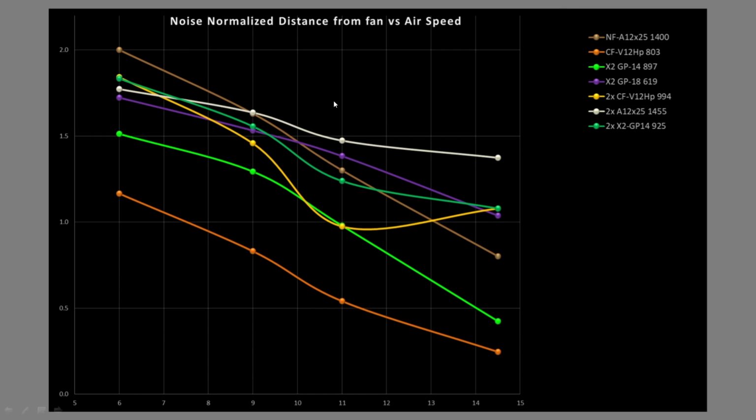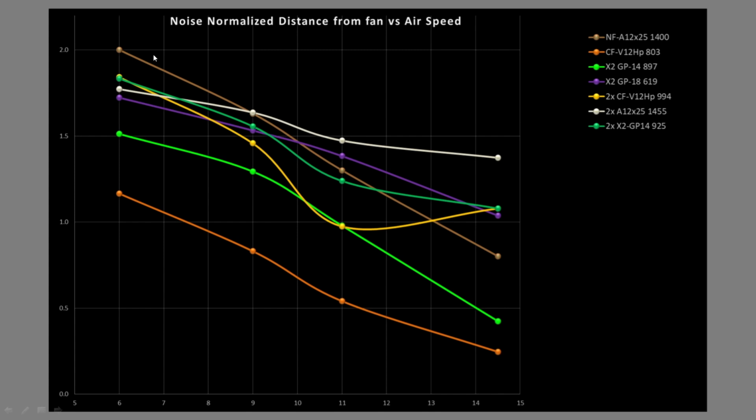Now let's take a close look. I briefly went over it while I was talking there. So we got the single A12X25 having its pretty steep drop off. The orange line is the Cougar, the CF V12HP, being right closer to the bottom of this test. Then we have the X2GP14, a little bit better than this. It has a bit better staying power, but it drops off pretty steeply towards the end.